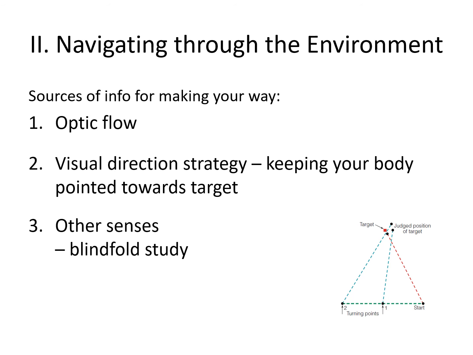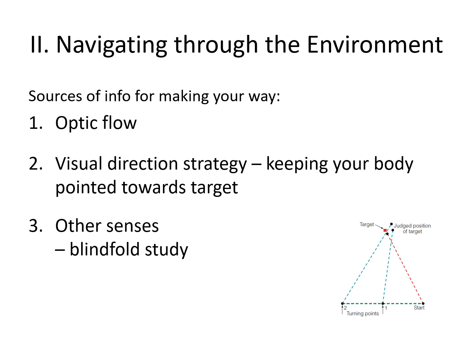Okay, and as we get to navigating, my first piece of navigating is the sources of information that people are using as they are walking. Optic flow is certainly one of those pieces of information. We also have what's called a visual direction strategy, where if we have a particular target, we're going to keep our body pointed towards that target. And if we get a little bit off in one direction or the other, we usually turn so that, again, we keep our body pointed towards the target. And finally, we do use other senses, which isn't as clear when we have our vision available to us.